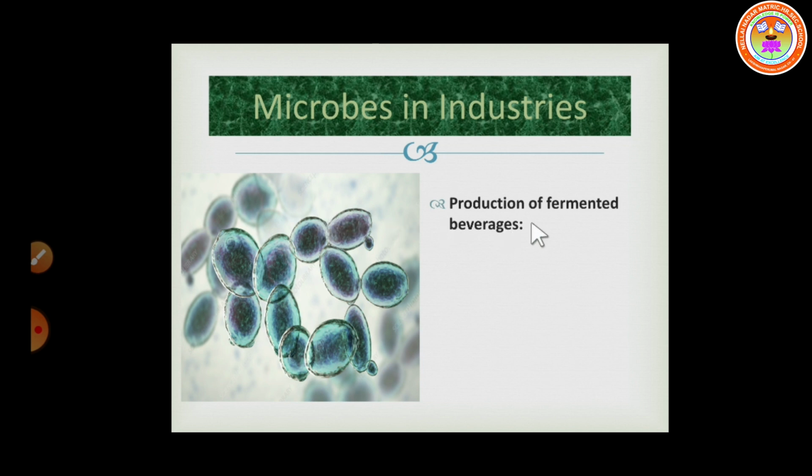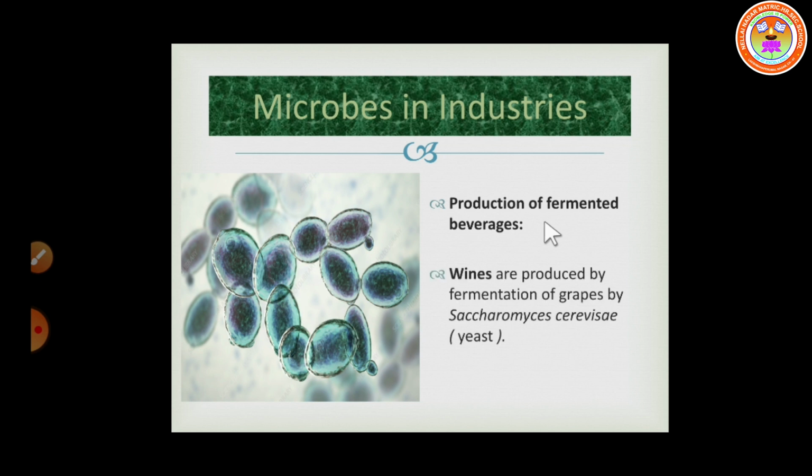First product is fermented beverages. Beverages like wines are produced by fermentation of grapes by Saccharomyces cerevisiae. So, microorganisms are used for fermented beverages, that is, the production of beverages.